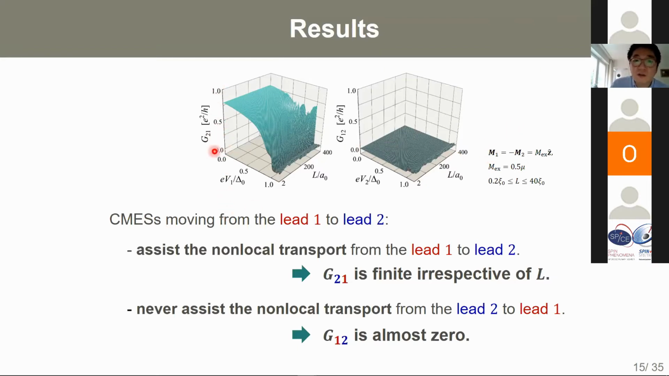This figure shows the non-local conductance from lead 1 to 2 as a function of bias voltage and distance between the two leads. And we find that the non-local conductance for low bias voltage becomes finite, irrespective of the distance between the two leads. On the other hand, this is the result for the non-local conductance from lead 2 to 1, and in that case, we find the non-local conductance is almost 0, irrespective of the distance between the two leads. So we can indeed find a drastic contrast in the two non-local conductance spectra, reflecting the chiral motion of the edge states.